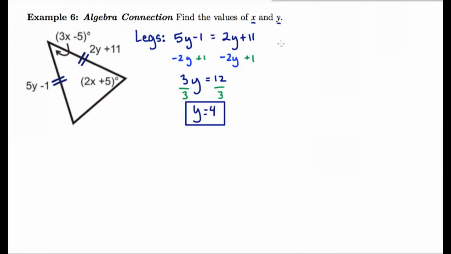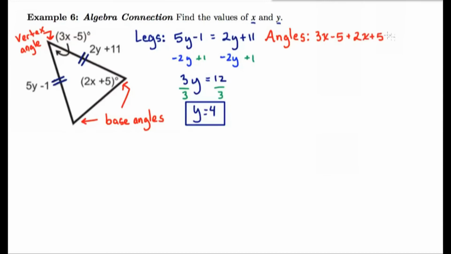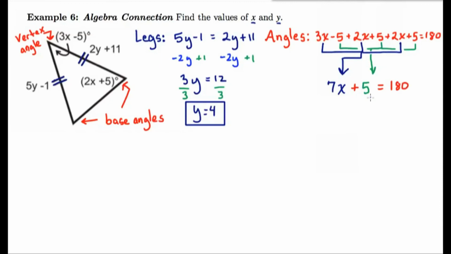Solving for x, we deal with angles. So we know we have two base angles and one vertex angle. So if we add all three of these together and set it equal to 180, we can solve for x. So I have two base angles and one vertex angle. And when I add these together, I get 7x plus 5 equals 180, and solve for x. And I get x equals 25.